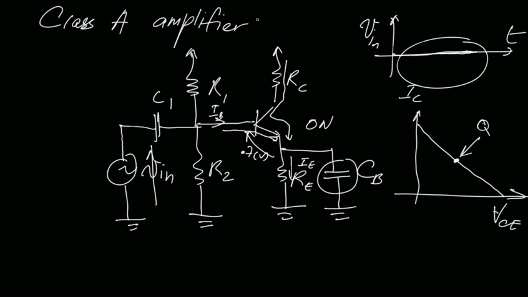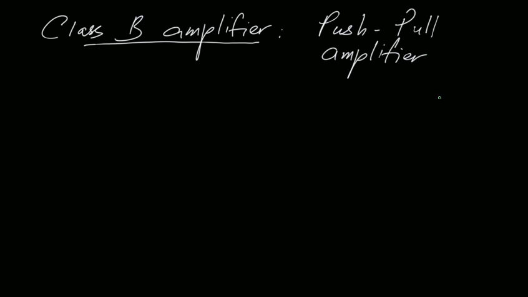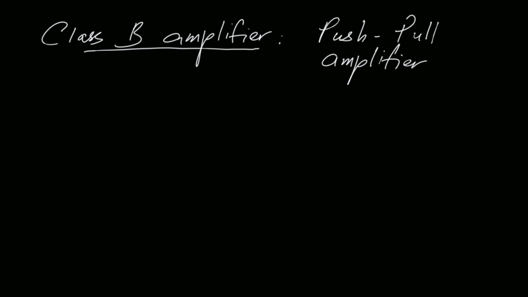Now, to improve the efficiency, engineers created other amplifiers, notably the Class B amplifier, also known as a push-pull amplifier. The idea here is to have an amplifier that doesn't consume any, or almost no, DC power when there's no AC signal.